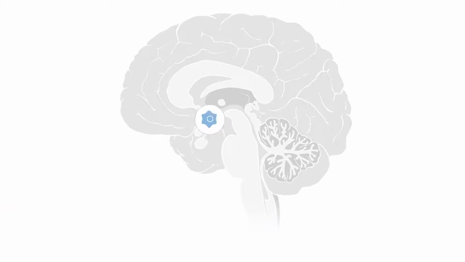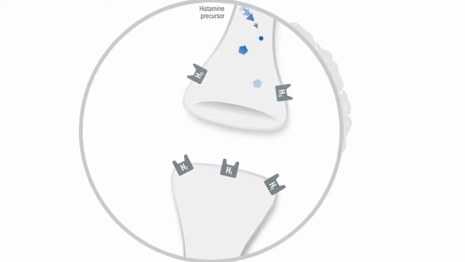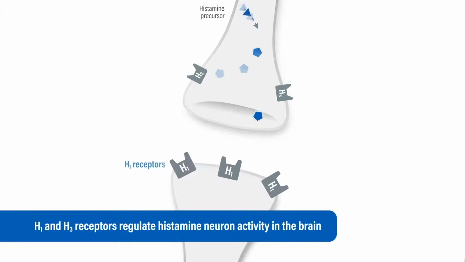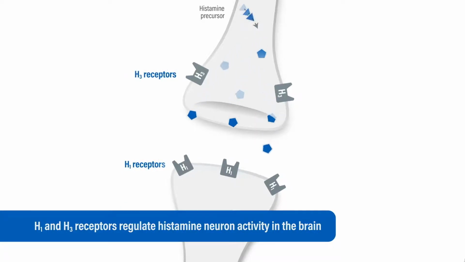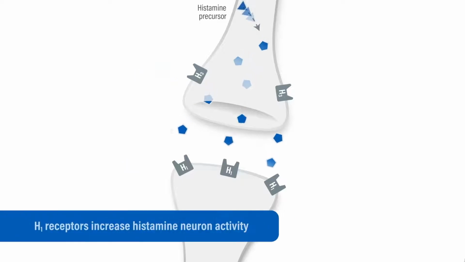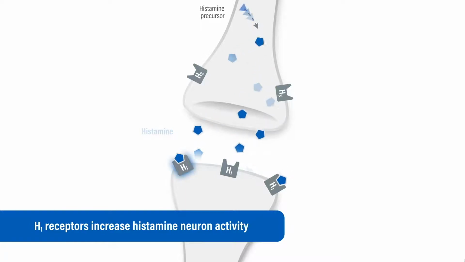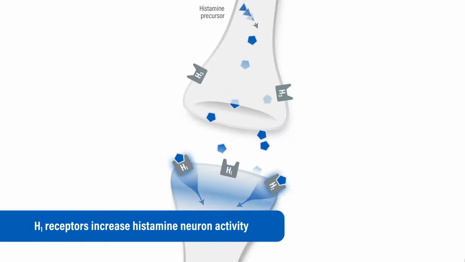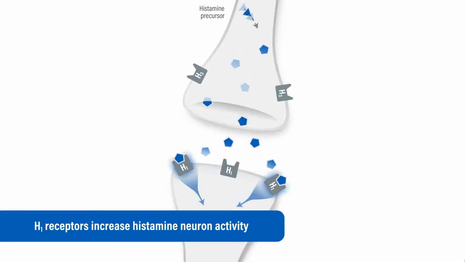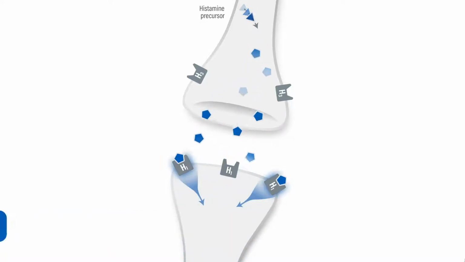The activity of histamine neurons in the brain is regulated by histamine 1, or H1 receptors, and histamine 3, or H3 receptors. Histamine is synthesized in the presynaptic neuron. When released into the synapse, histamine binds to postsynaptic H1 receptors, which increases the activity of histamine neurons. This action allows histamine neurons to communicate with other brain regions that are important for sleep and wakefulness.